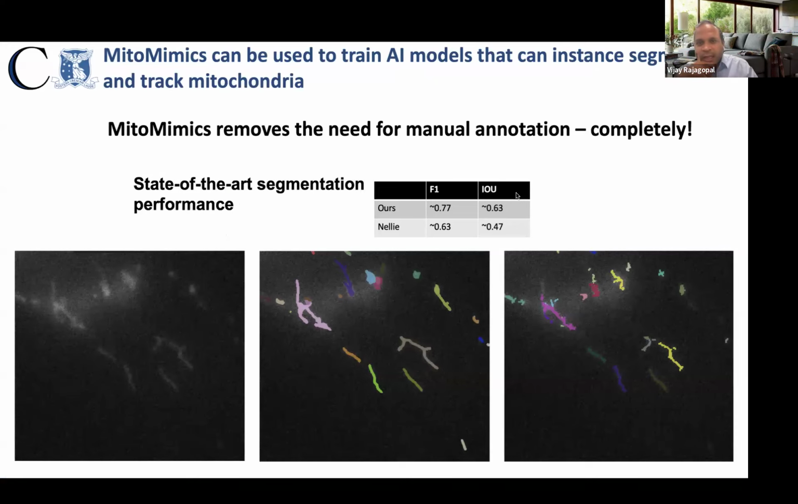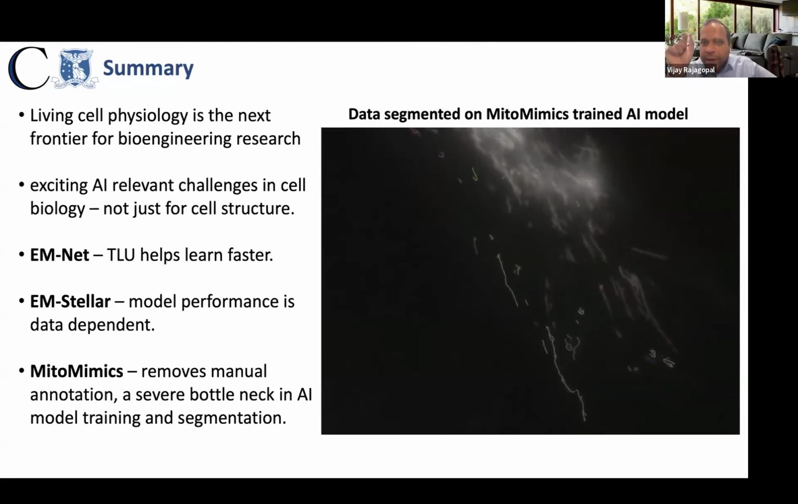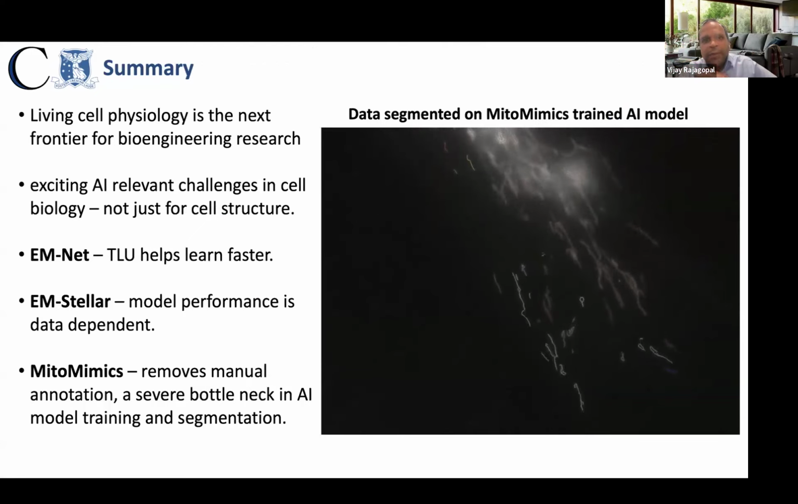On the left is a raw data set, the middle is our segmentation after training an AI model using mitomimics, and on the right is segmentation using the current state of the art. So what we can do now is segment each mitochondrion. We're able to track them. We're able to determine where they fission, where they separate, where they join, with no manual annotation whatsoever.